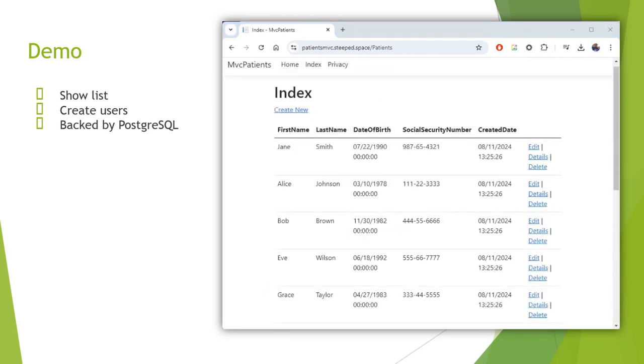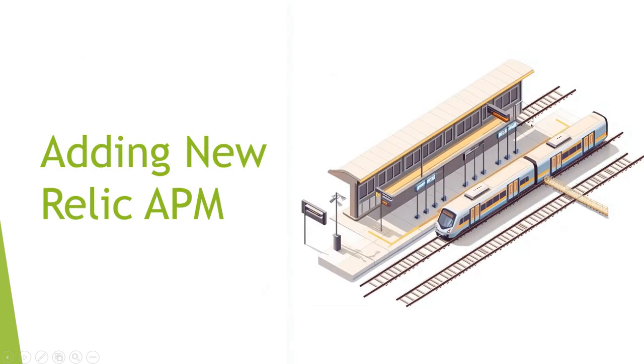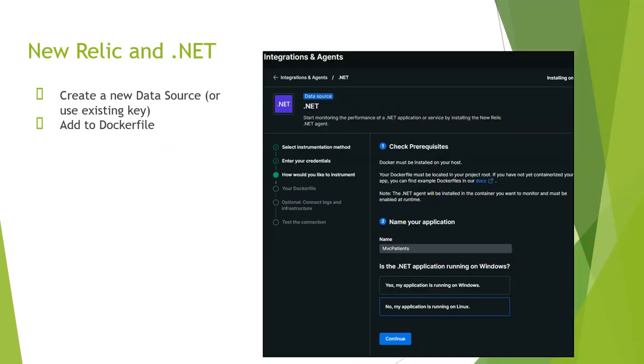So let's go ahead and move on to the next step, and that is to think about adding New Relic APM. At this point we have a .NET app. It's containerized. It's got Helm running in Kubernetes. We've gotten a lot done in 20 minutes. But I want to instrument it. I want New Relic APM, right?